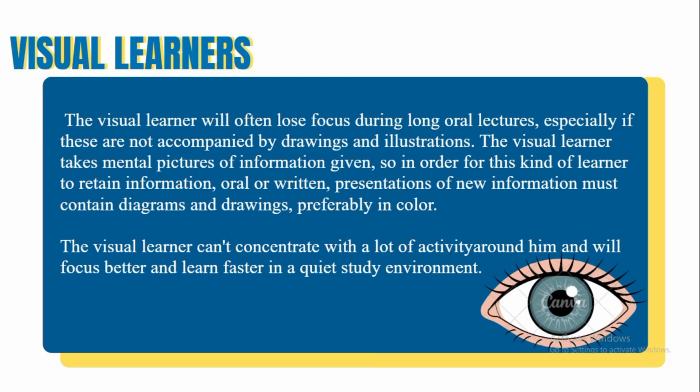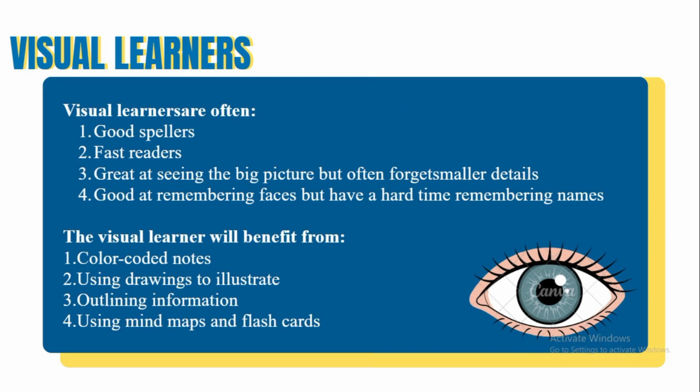So first are the visual learners. These are individuals who learn by seeing. They take mental pictures of information. They are usually fast readers and good spellers. However, they easily lose focus during long lectures if there are no drawings. To help them, we must use color-coded notes, drawings, outlines, and mind maps.